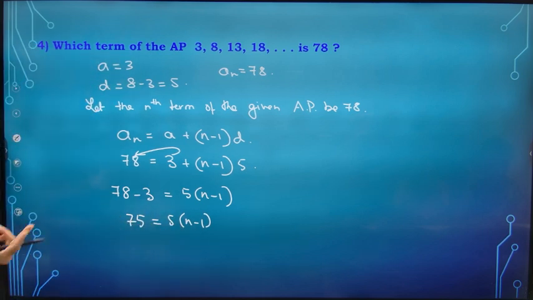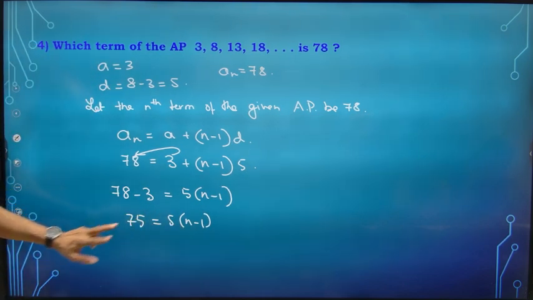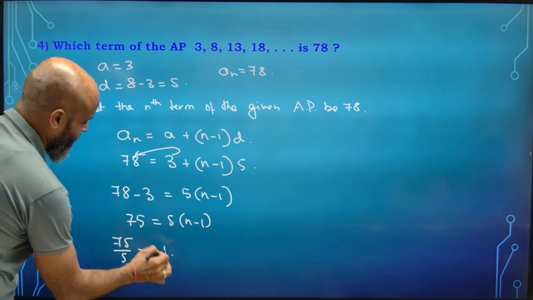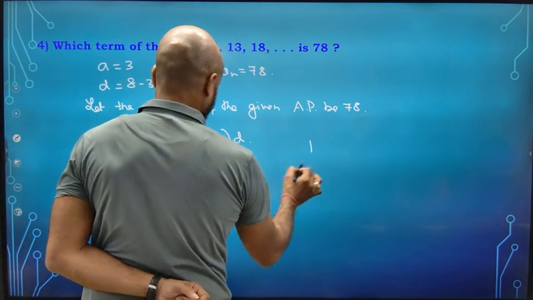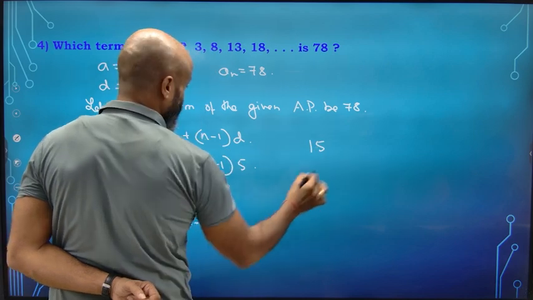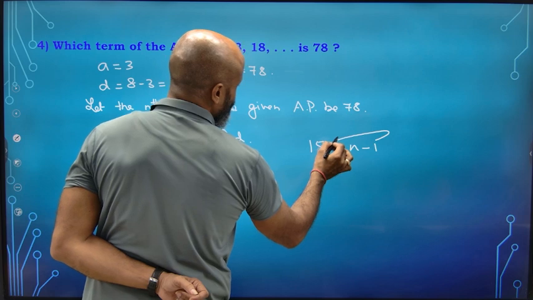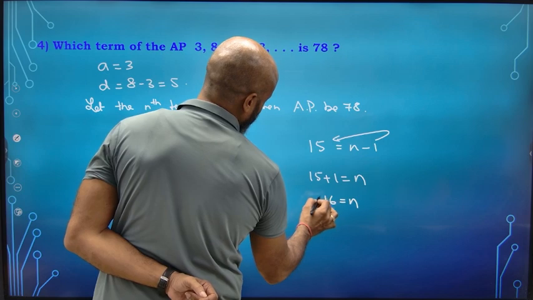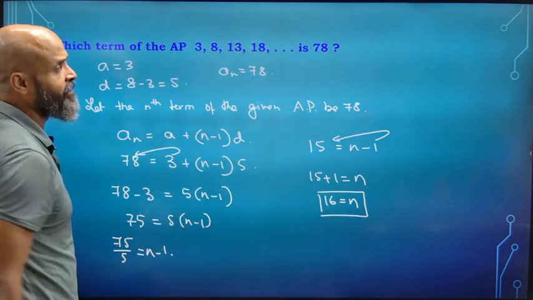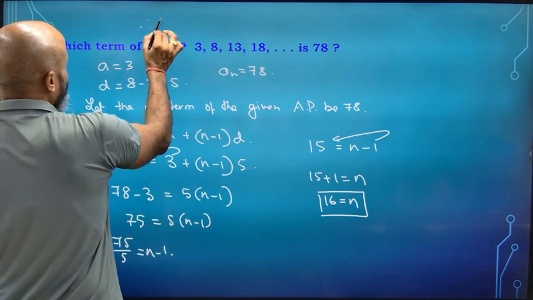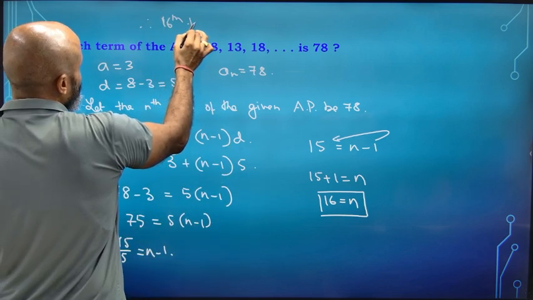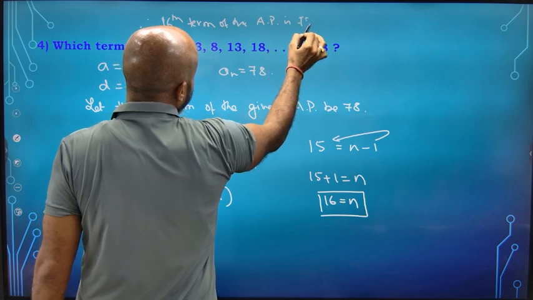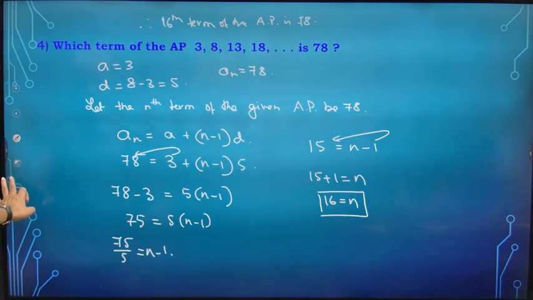5 and n minus 1 are in multiplication here, so if you transpose this, it will become division. 75 by 5 is equal to n minus 1, so this will be how much? 15. 15 is equal to n minus 1. If you transpose minus 1 here, it becomes 15 plus 1 is equal to n, so 16 is equal to n. So the 16th term of the AP is 78. So the answer is therefore the 16th term of the AP is 78. Clear? Are we clear on this one? Okay, just one moment.